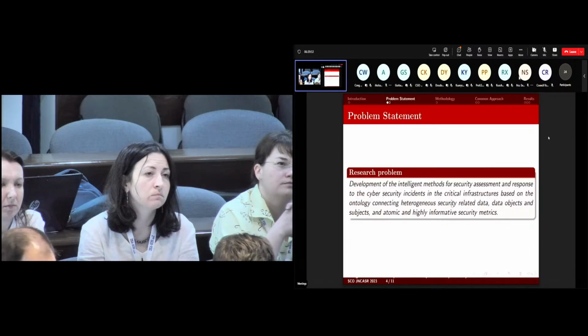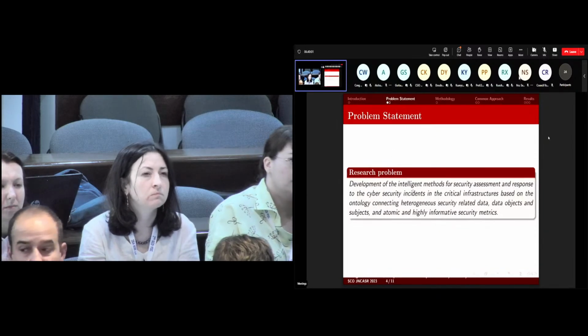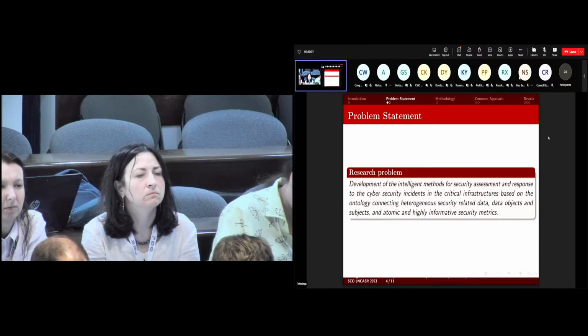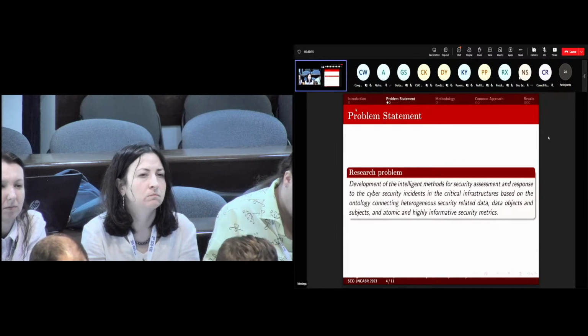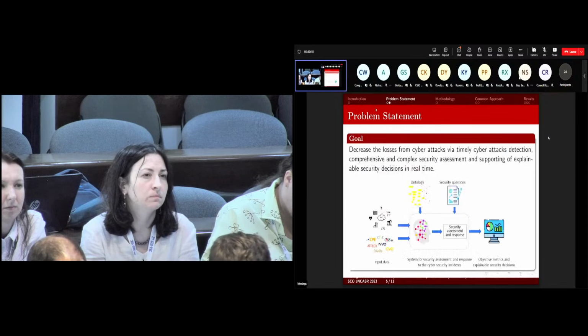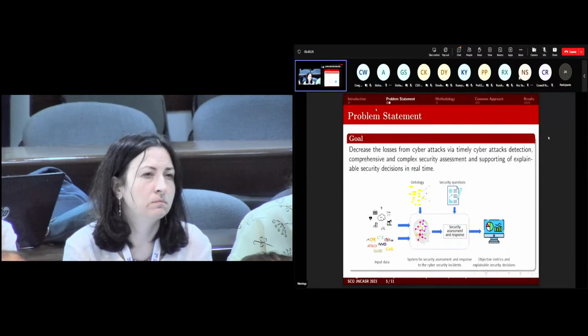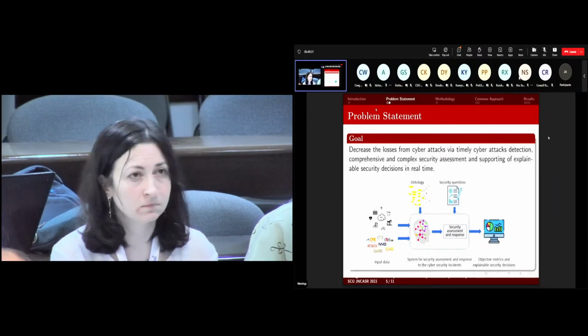Thus, I specified the following research problem: development of intelligent methods for security assessment and response to the cybersecurity incidents in the critical infrastructures based on the ontology connecting heterogeneous security-related data, data objects and subjects, and atomic and highly informative security metrics. The goal of this research is decreasing the losses from cyber attacks via timely cyber attack detection, comprehensive and complex security assessment, and supporting of explainable security decisions in real time.